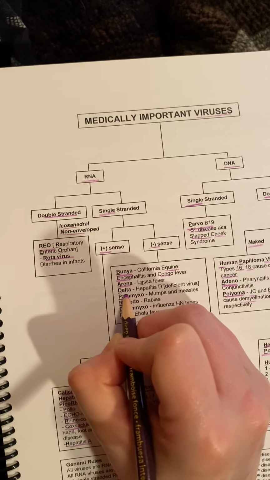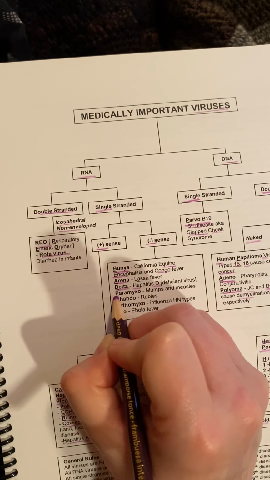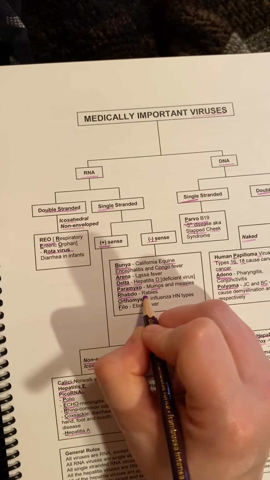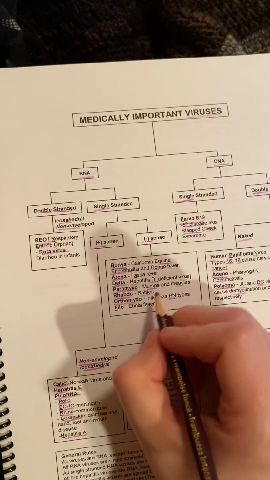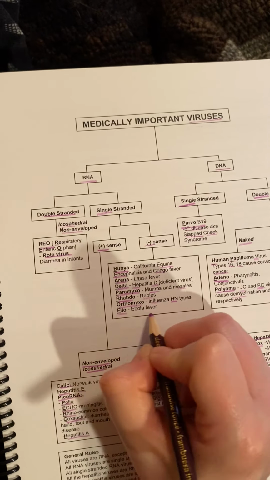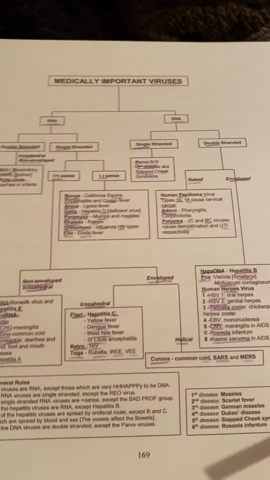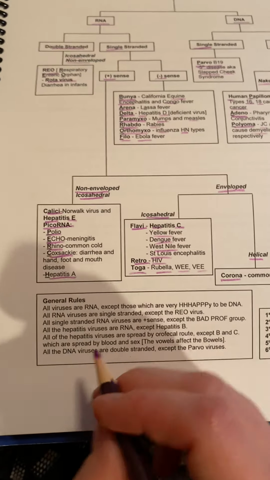Arena, Lassa fever. Delta, Hep D. Paramyxo, mumps and measles. Rhabdo, rabies. Orthomyxo, HN types of influenza. Filo, Ebola fever. Okay, and then we go down to general rules.